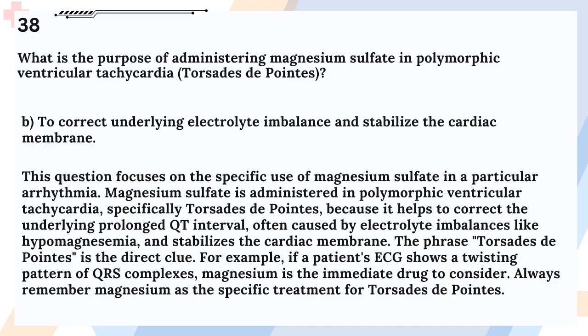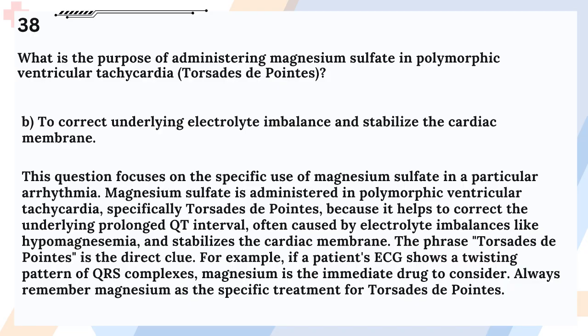Answer B. To correct underlying electrolyte imbalance and stabilize the cardiac membrane. This question focuses on the specific use of magnesium sulfate in a particular arrhythmia. Magnesium sulfate is administered in polymorphic ventricular tachycardia, specifically torsades de pointes, because it helps to correct the underlying prolonged QT interval, often caused by electrolyte imbalances like hypomagnesemia, and stabilizes the cardiac membrane.